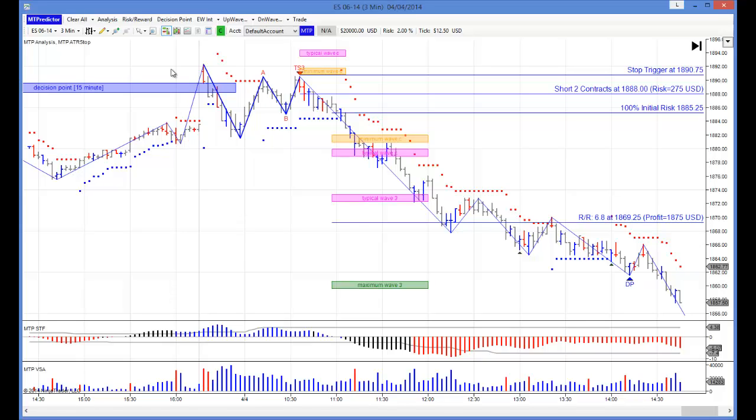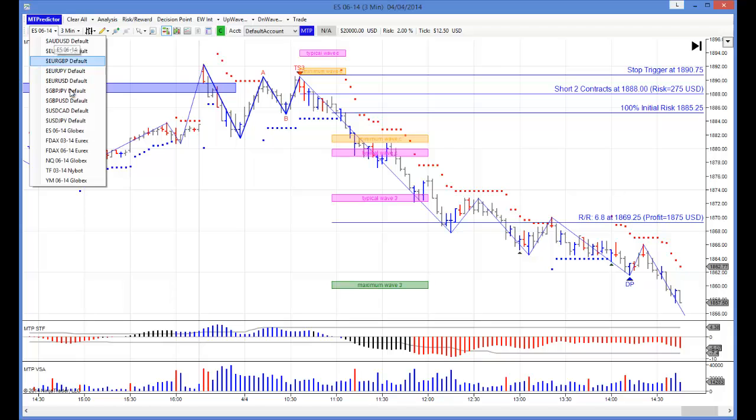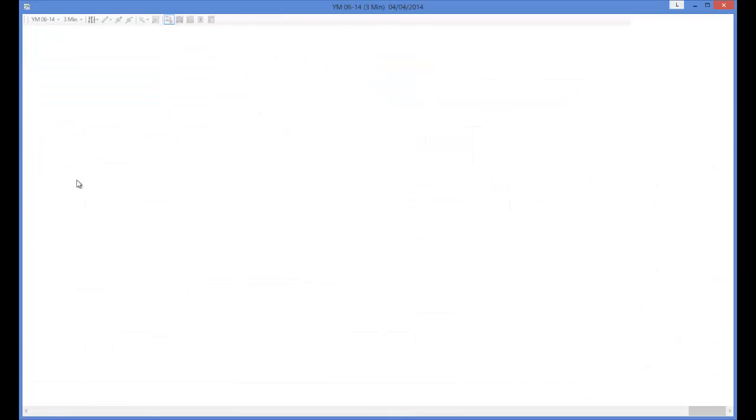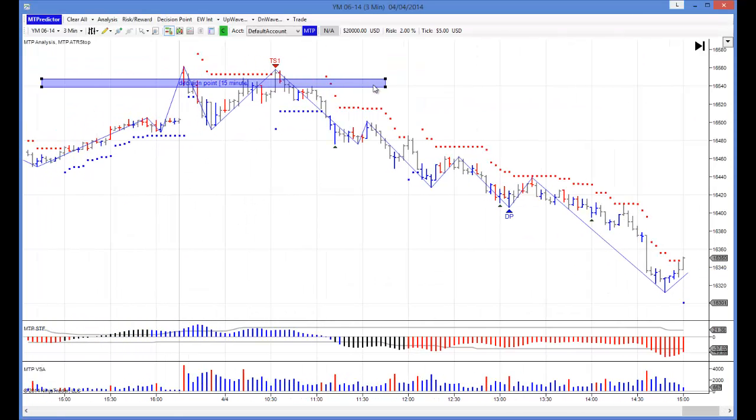In our webinar yesterday, we were actually saying that the better trade setup was probably on the YM, because the resistance on the 15-minute chart was a little bit clearer. So let's go and look at the YM. Here it is on a 3-minute chart. There we go. So there's our 15-minute resistance coming in there.